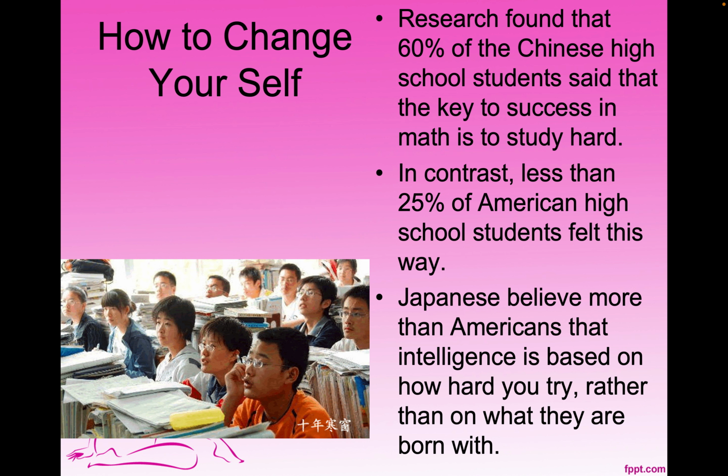Research found that 60% of the Chinese high school students said that the key to success in math is to study hard. In contrast, less than 25% of American high school students felt this way. Japanese believe more than Americans that intelligence is based on how hard you try rather than on what they are born with.